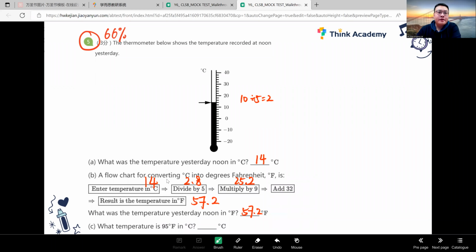If you're going to use this function in the reverse way, you're going to input 95. And at this step, you add 32, so you have to take away 32. So 95 take away 32, you got 63. And 63 divided by 9. This one is multiplied by 9, but in this direction, you have to divide by 9. That will be 7. And then 7 times 5. Because this one is divided by 5, so you're going to go the reverse way, you're going to change it into a multiplication. So 7 times 5, you got 35. And that will be the final answer, which is 35 degrees Celsius.